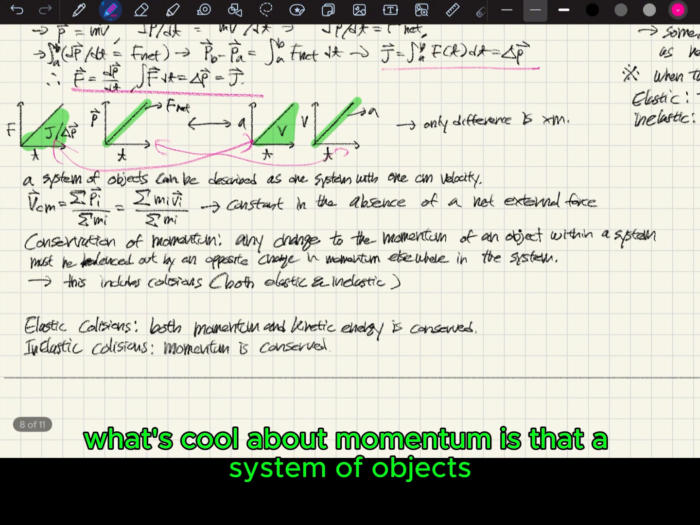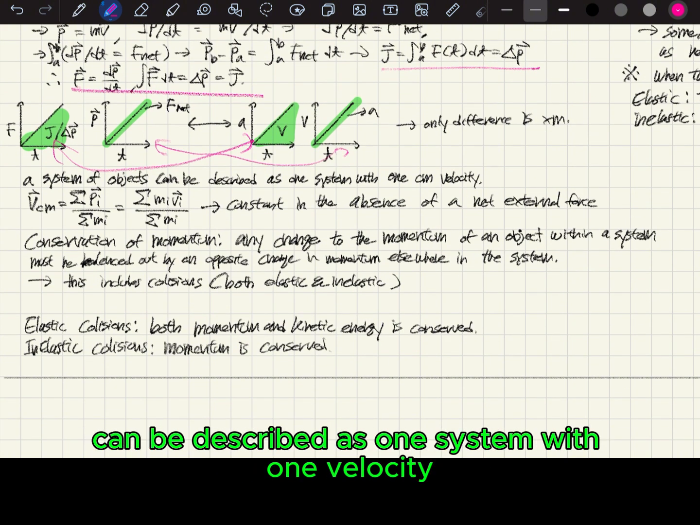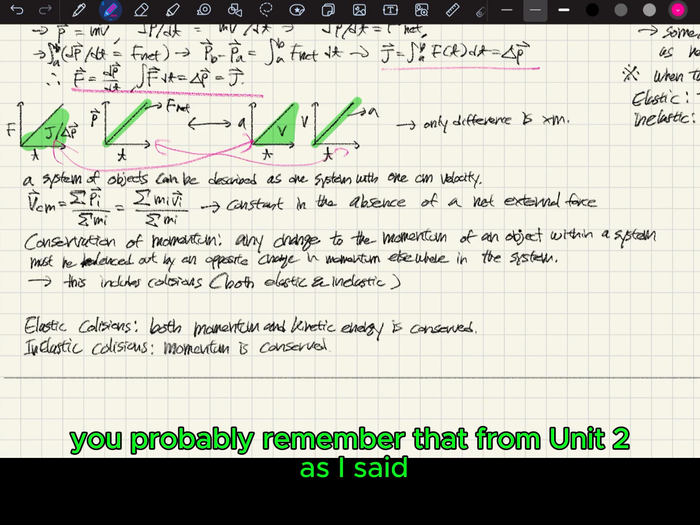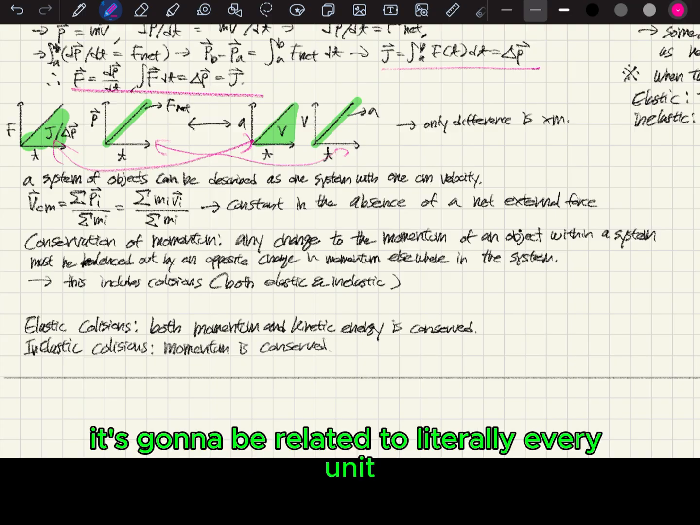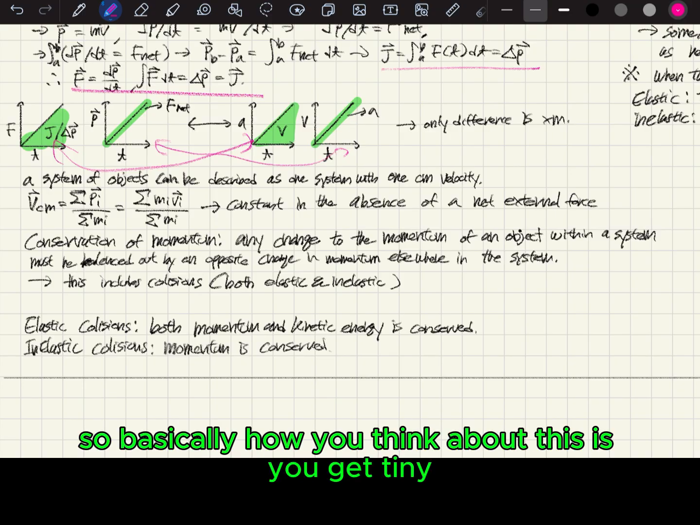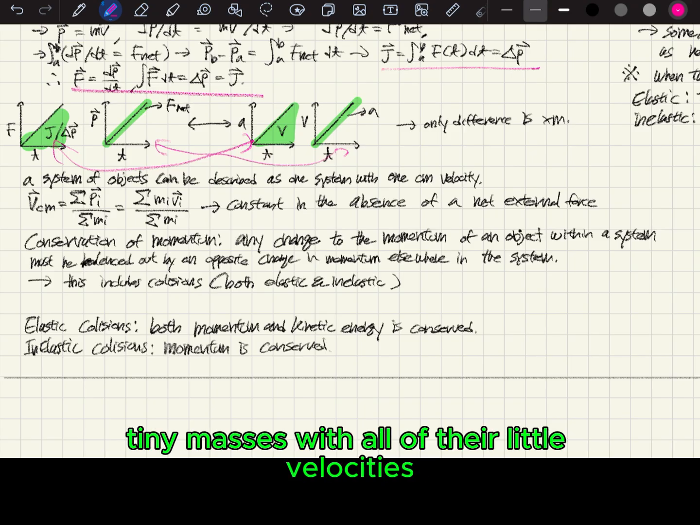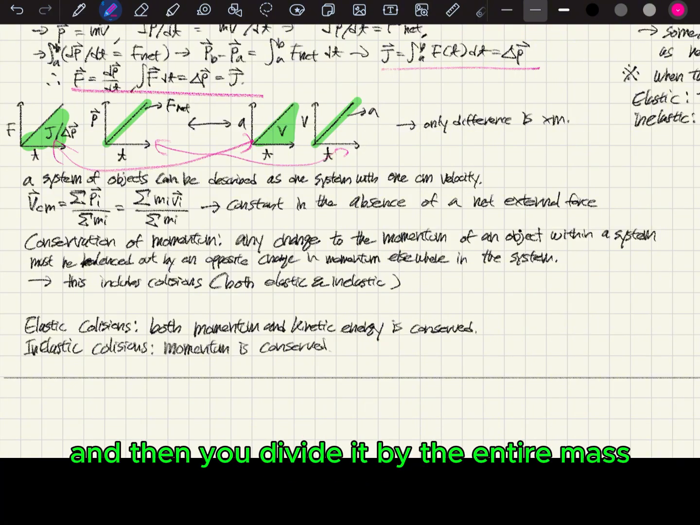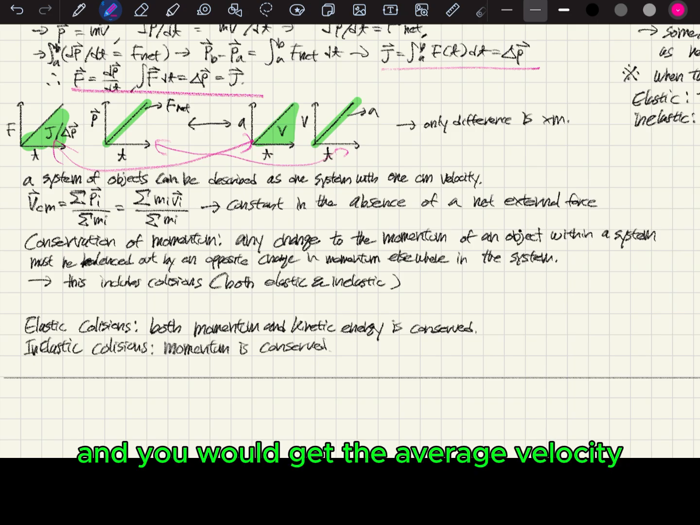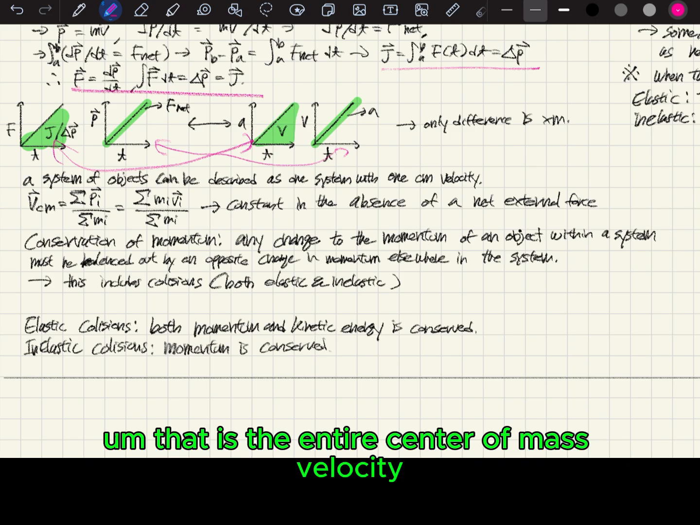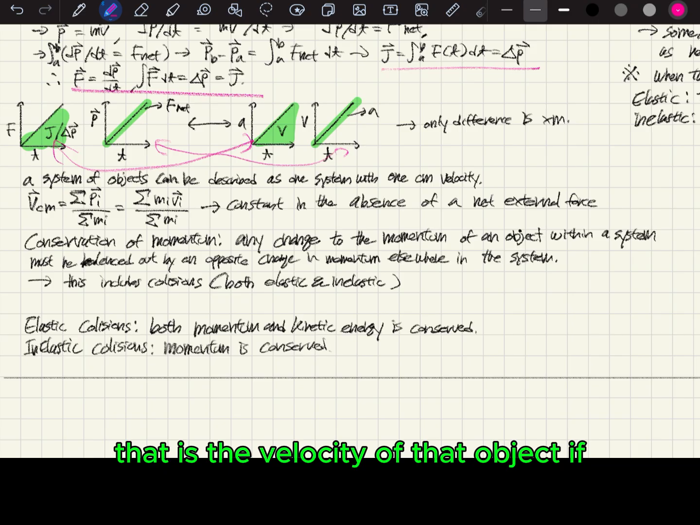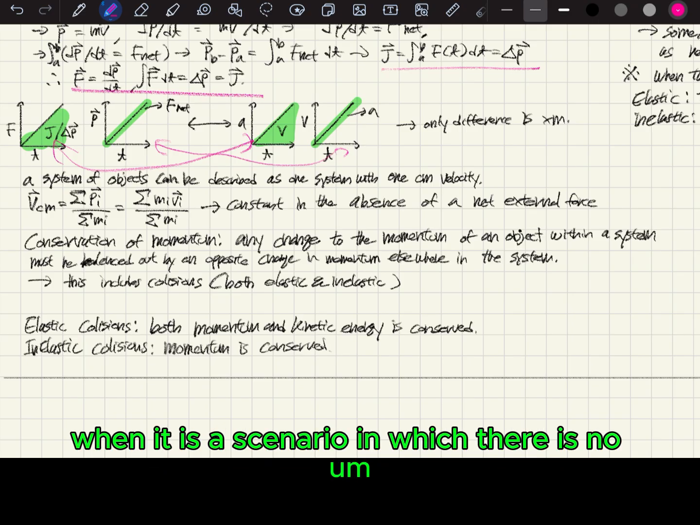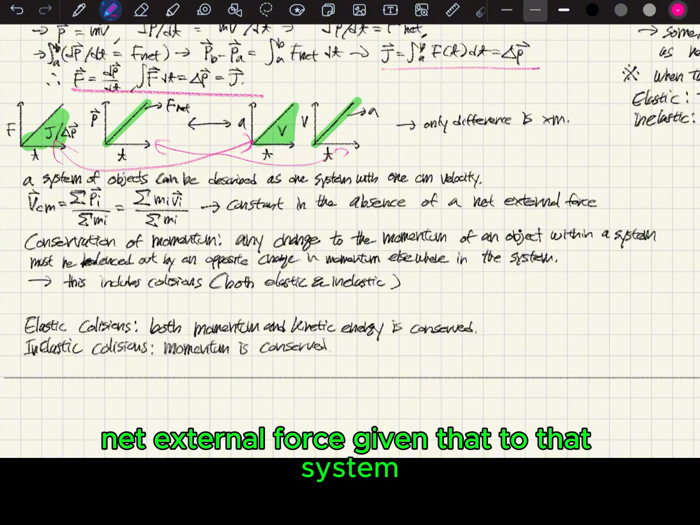What's cool about momentum is that a system of objects can be described as one system with one velocity. You probably remember that from Unit 2. As I said, Unit 2 is super important. It's going to be related to literally every unit. So basically how you think about this is you get tiny, tiny masses with all of their little velocities, you multiply them together, and you get all these different momentums, and then you divide by the entire mass, and you get the average velocity of all these different point masses. That is the center of mass velocity. That is the velocity of that object when there is no net external force on that system.